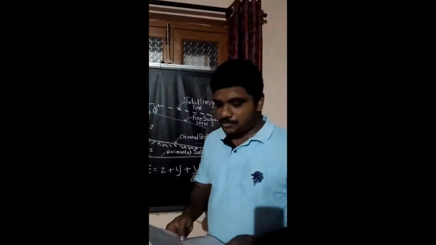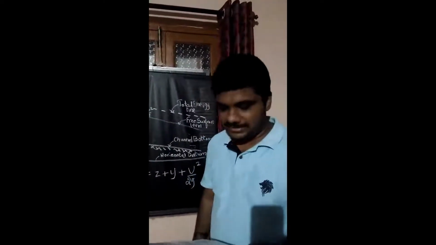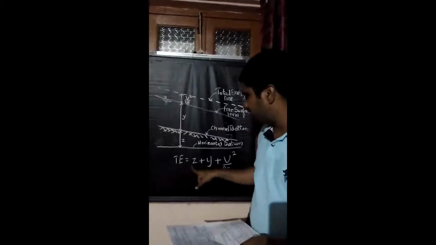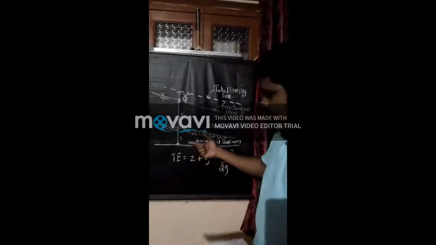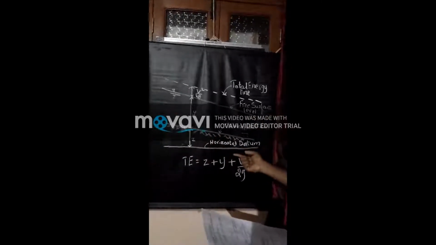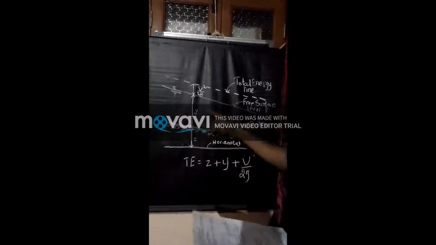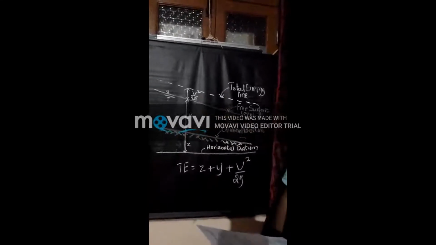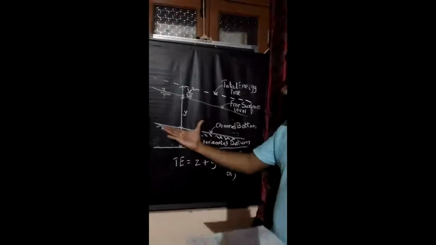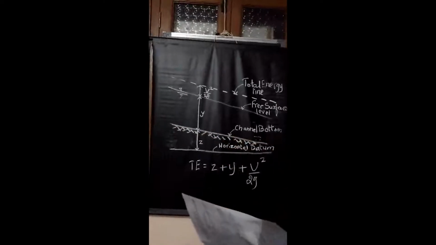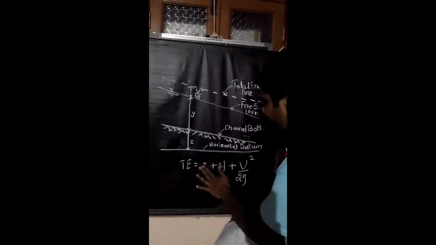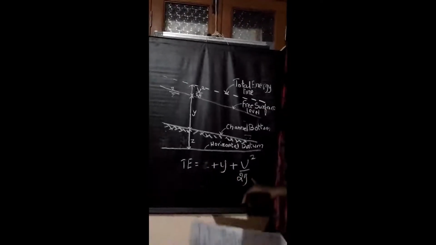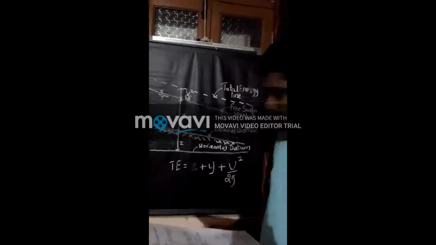The total energy of flow per unit weight of fluid or liquid is given by T is equals to Z plus Y plus V square by 2G, where Z is the elevation of the channel bottom with respect to a horizontal datum, Y is the depth of flow and V is the mean velocity of flow. Now, if the channel bottom itself is considered as the datum, the total energy is given by the equation Y plus V square by 2G. So, the energy given by this equation is called as specific energy.